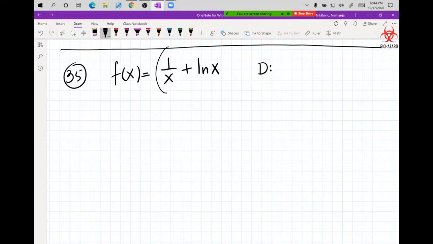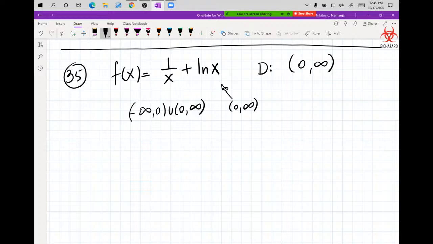Well, the domain of 1 over x is -infinity to 0 united with 0 to infinity. Because it has a vertical asymptote at 0, we have to break it there. But then the ln is just 0 to infinity. And that's the restrictive one, which means that the entire domain is 0 to infinity. If I compute any numbers outside of this, we just disregard them, because those numbers are not in the domain.